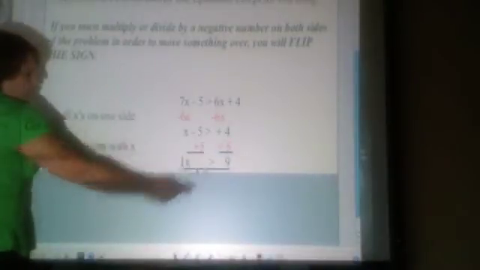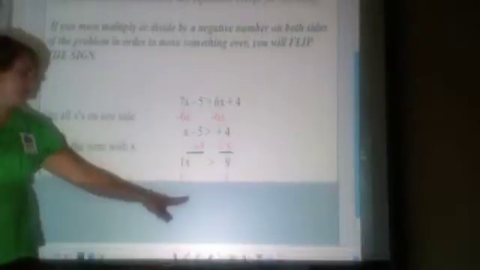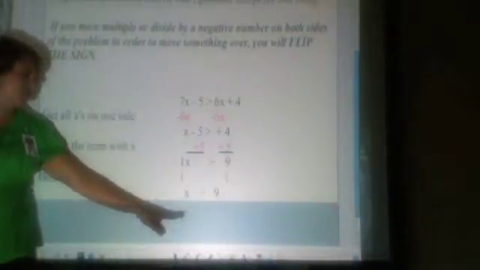Next step. Say it loud. Add 5 to both sides. Okay, I'm isolating the x term by adding 5 to both sides. When I do that, the 5's cancel, and I am left with 1x is greater than 9. Well, the 1 doesn't have to be there, but if you divide both sides by 1, you get x is greater than 9.